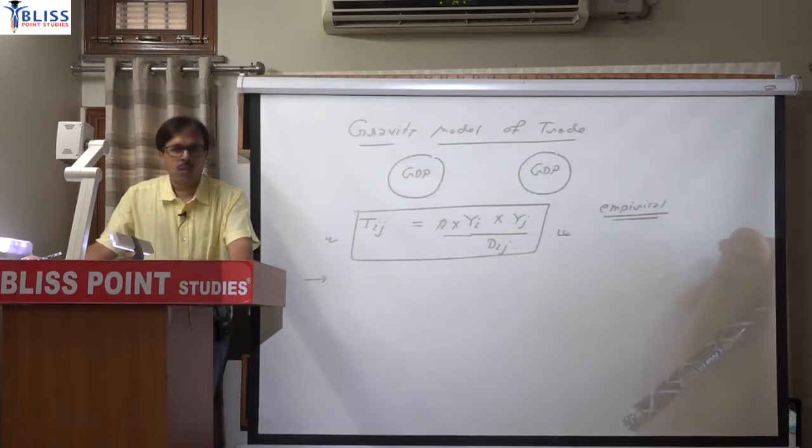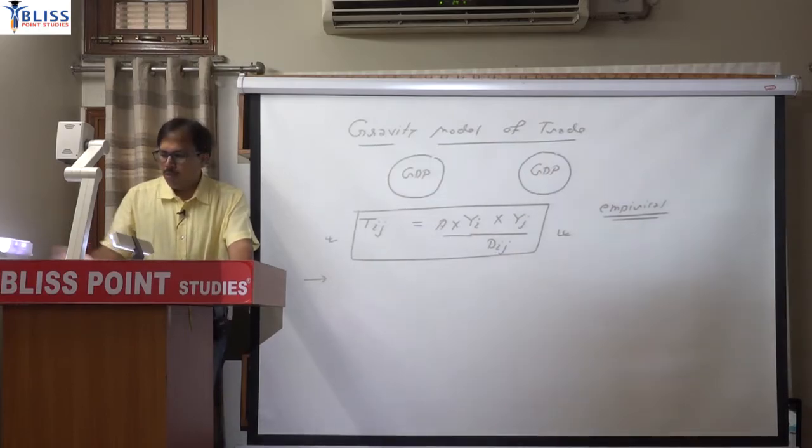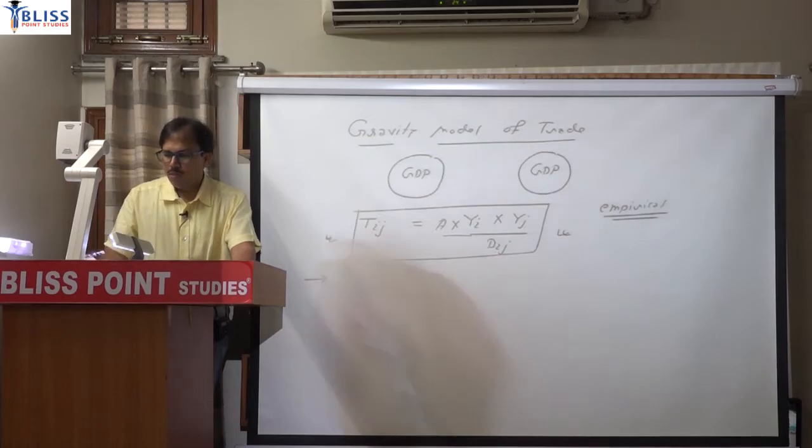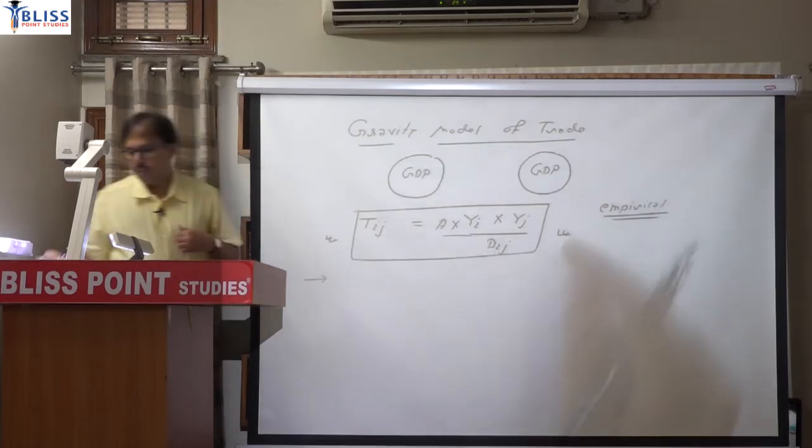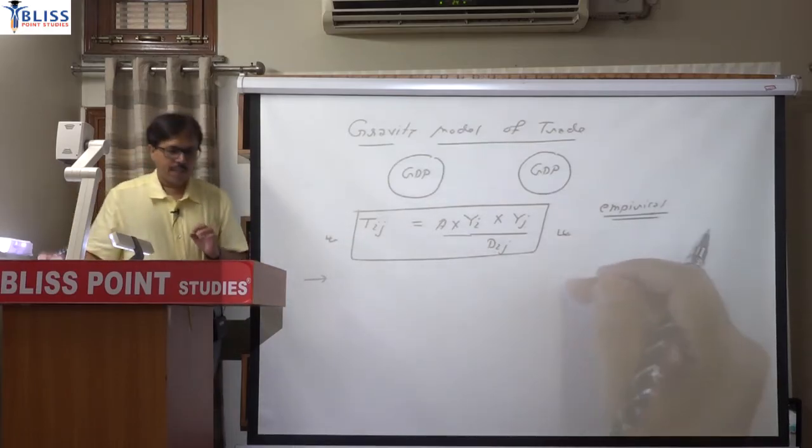Diminishes with distance between two countries. So that you can say the statement of that gravity model. Next paragraph. The above equation is known as gravity model of trade.